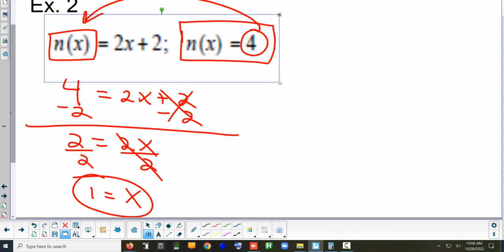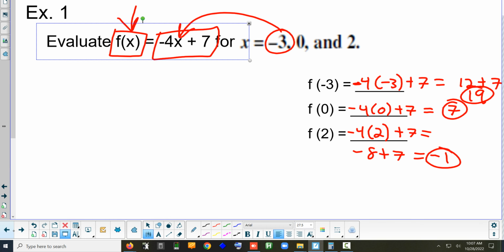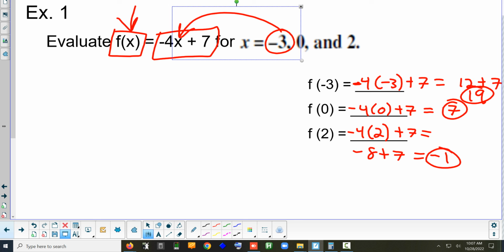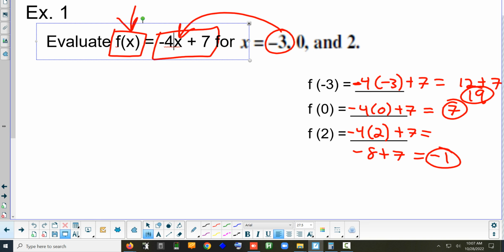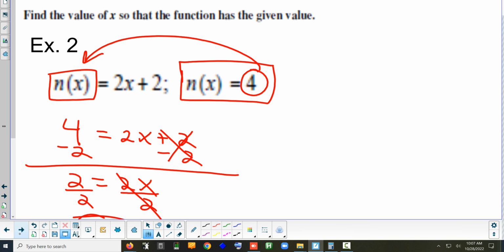Okay, so this problem was backwards from example 1. They gave you the value on the left, and you figured out the x value. In example 1, they gave you the value on the right, and you plugged it in, and you found the one on the left. So just be careful when they give you a problem. Just pay attention to what they say it equals. If it's x equals, you fill it in on the right. If it's f of x equals or n of x equals, that's usually on the left.